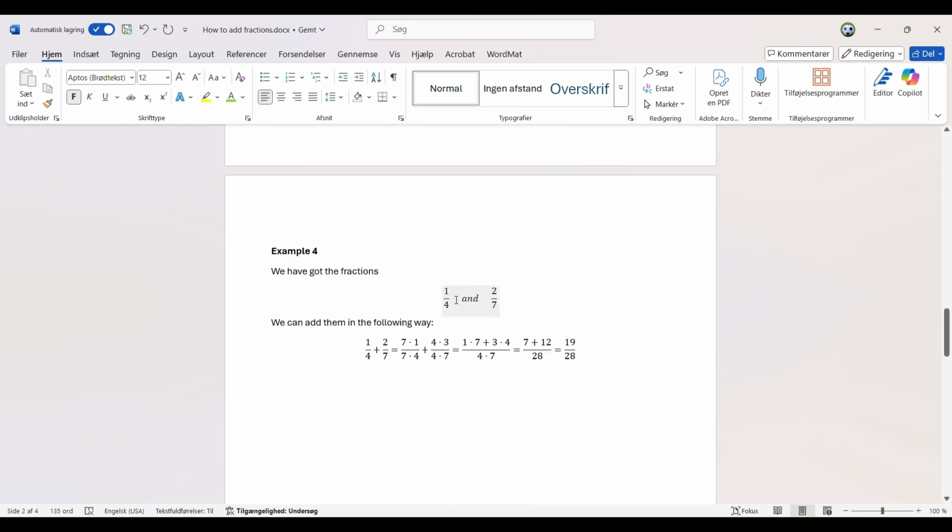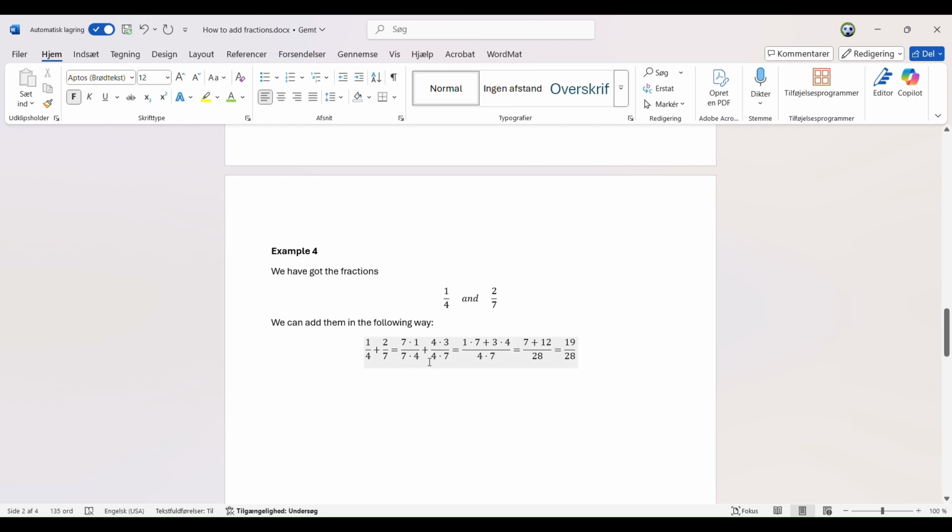Example 4, we've got the fractions 1 divided by 4 and 2 divided by 7. Now we want to add them together, and we do the same thing as before. Now we expand this fraction by this denominator and this fraction by this denominator. So 1 divided by 4 plus 2 divided by 7. We take this first fraction and expand it by 7. So 7 times 1 over 7 times 4.